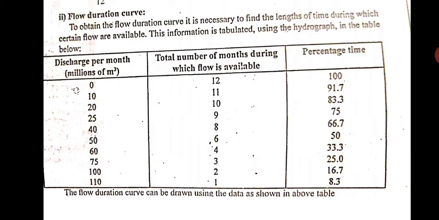And then the number of months it is available. 0 is available for all the 12 months. Okay. Then 10 is available for 11 months. Then 20 discharge, that is millions of meter cube, is available for 10 months. So whatever months are available, 25 is available for 9 months. So I will write the total number of months available for that discharge.